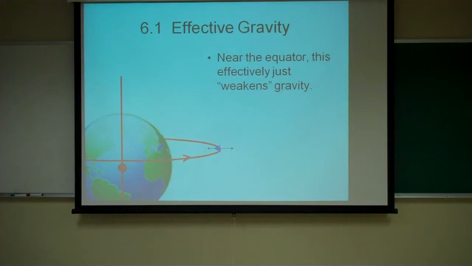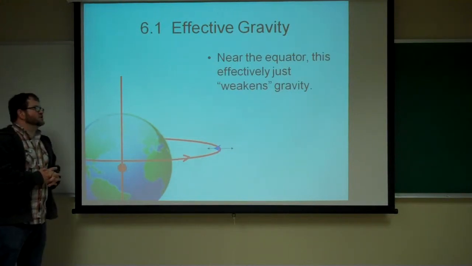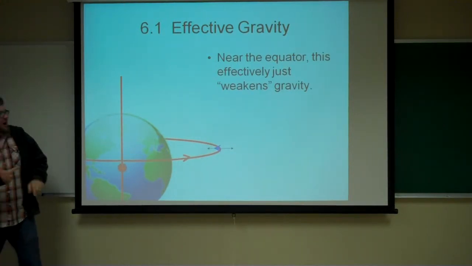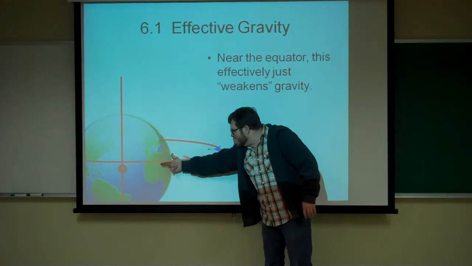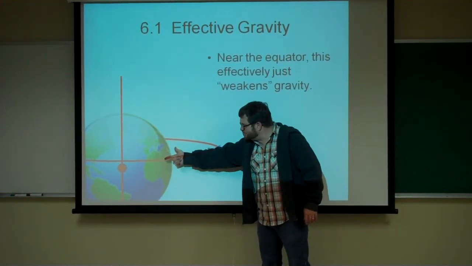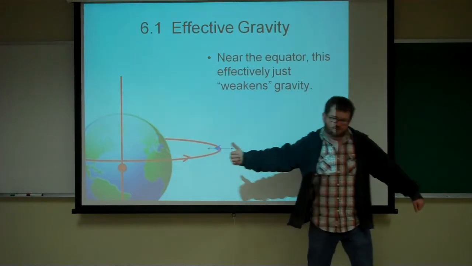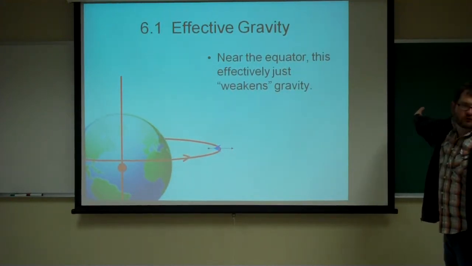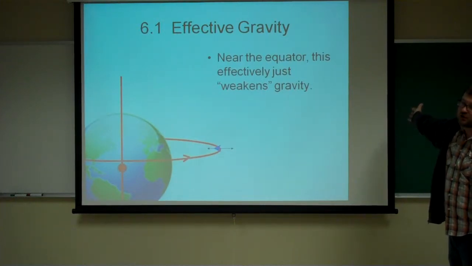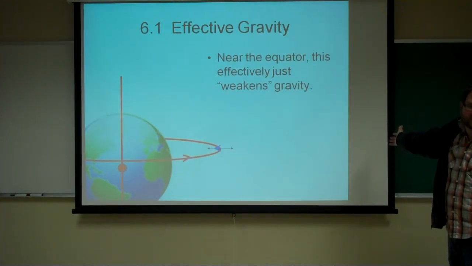Now, if you're at the equator, it's a fairly simple thing. For locations at the equator, effective gravity is basically just a weaker form of gravity. The physical gravity is pushing exactly in towards the center of the Earth, but the centrifugal force is pushing directly out. And the centrifugal force partially cancels out gravity. You weigh less at the equator than you do at 40 north.